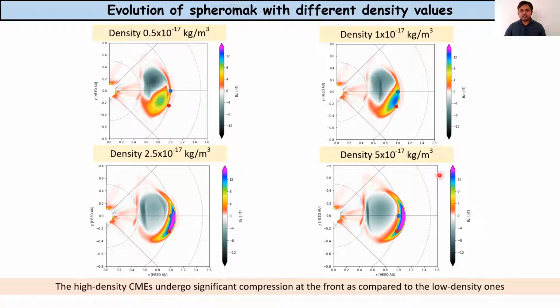In this particular case where the density is higher, you see that the rotation is less, because the frontal blob, when it was launched from the Sun, was at the front, and when it reaches 1 AU, it is still at the front of the spheromak. But it undergoes huge compression here. So this is a problem regarding the field strength. Due to this extra compression, you do not get the desired field strength of the CME at 1 AU as compared to what is expected there.